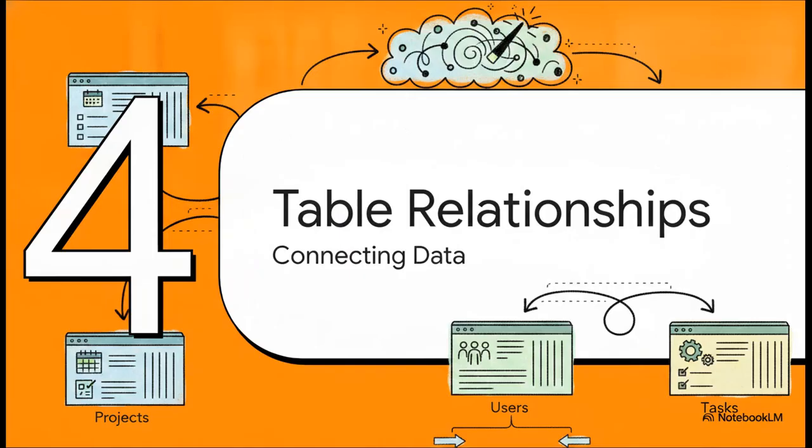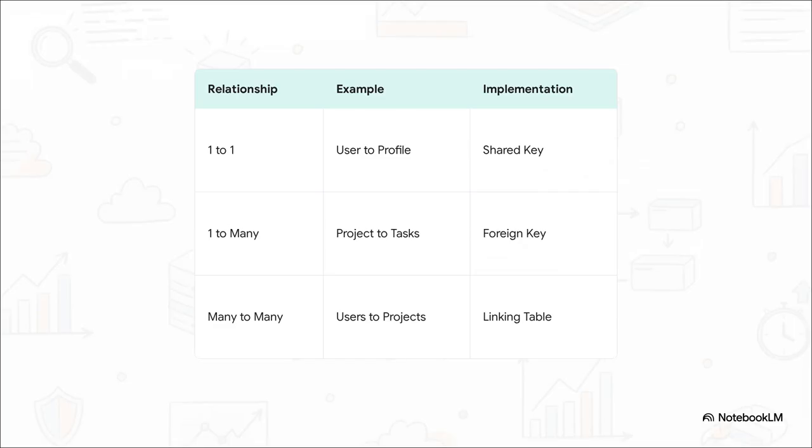Section 4. Table Relationships Explained. Connecting your data. Defining tables is really just step one, because a single table is simply never enough for a complex backend system like a project management tool. The real magic happens in how your data connects. We have three main mapping strategies.